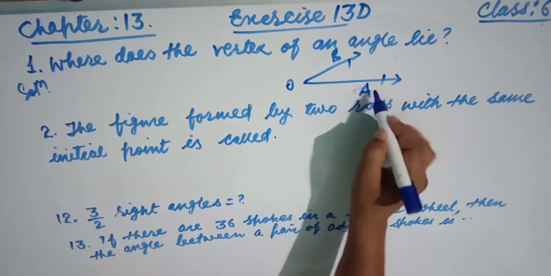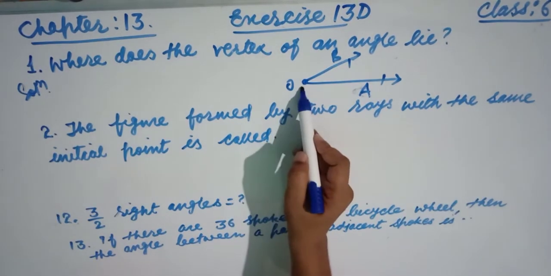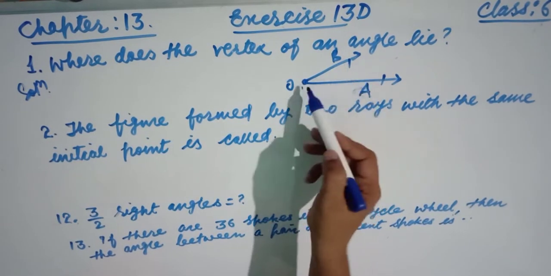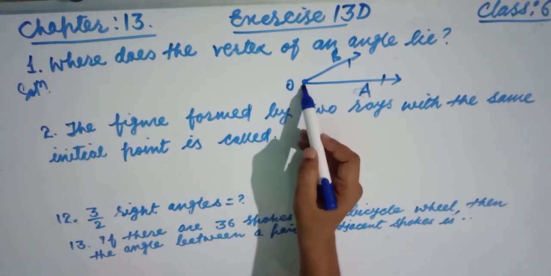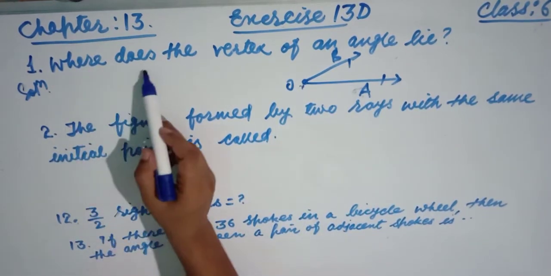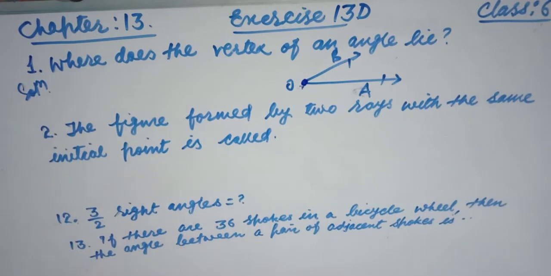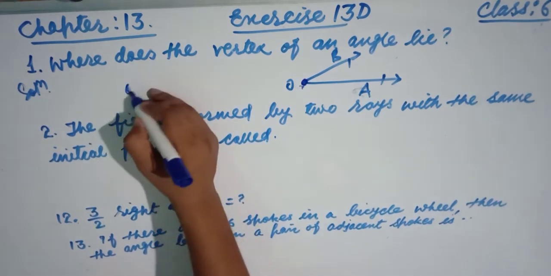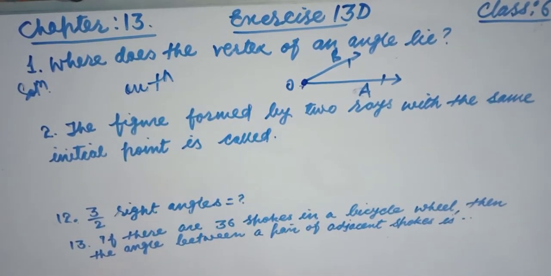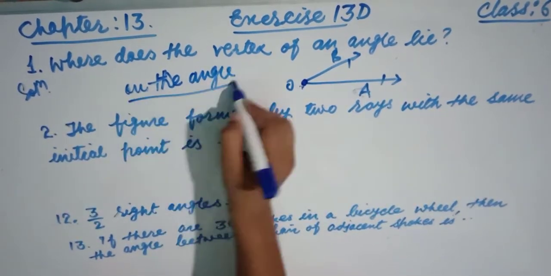But one thing is important, friends. This point O is called the vertex. This vertex O is common to both the rays OA and OB as well. So where does the vertex of an angle lie? This vertex lies on the angle, friends. So the correct option is C, on the angle. Option C is correct.